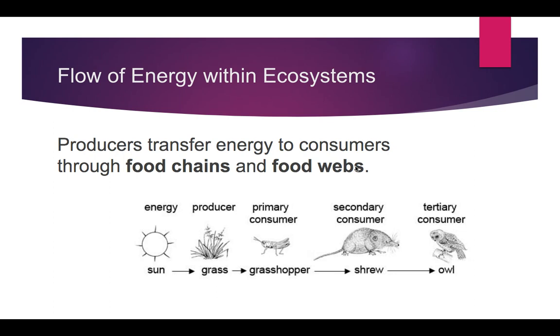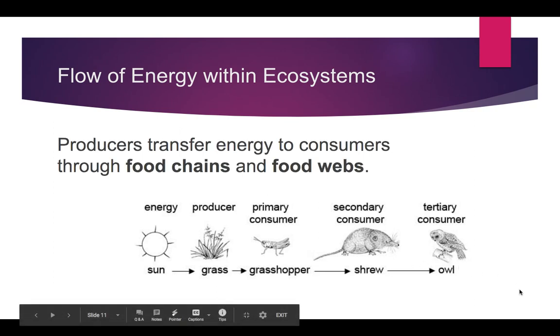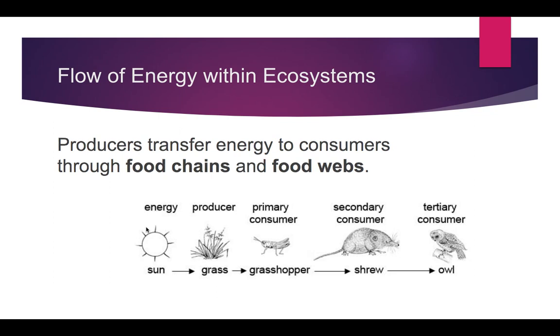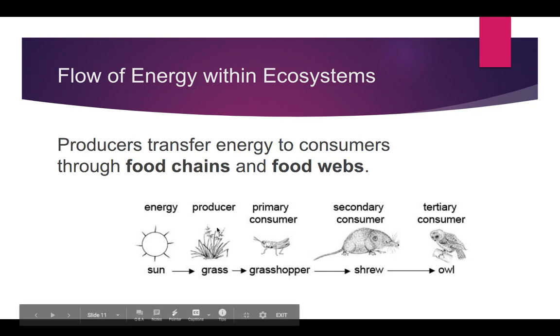Okay, so all energy can be summed up and flowed through using food chains and food webs. A food chain goes in a straight line across, and it shows you the transfer of energy. It starts with the sun, that is where all energy starts, and it gets harnessed by some type of producer, some type of plant that is going to photosynthesize and convert that light energy into chemical energy.